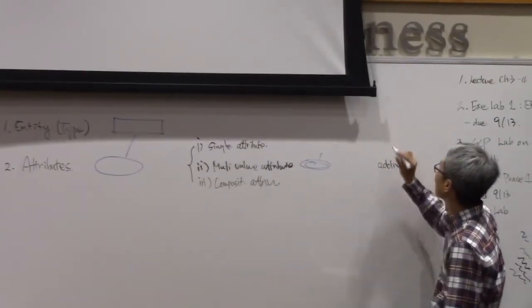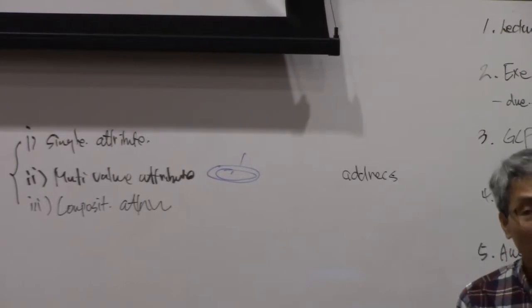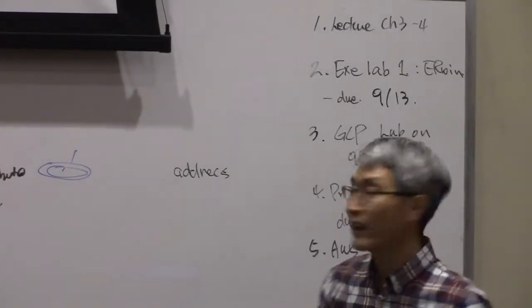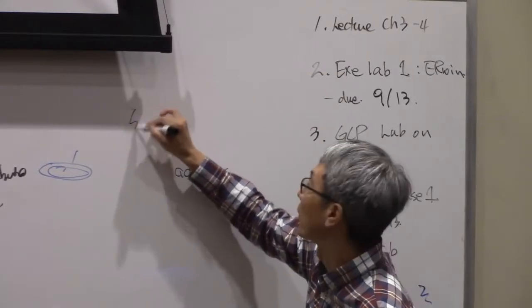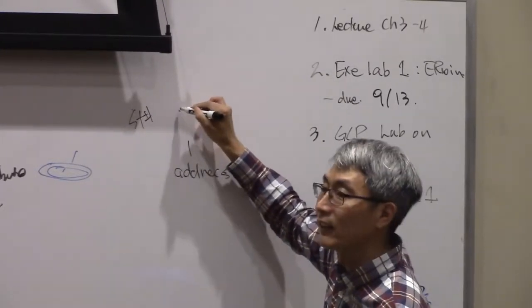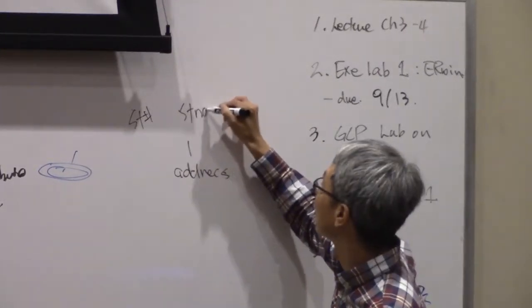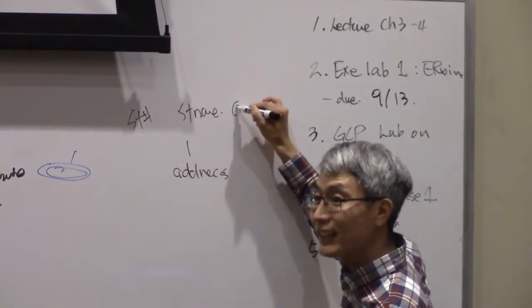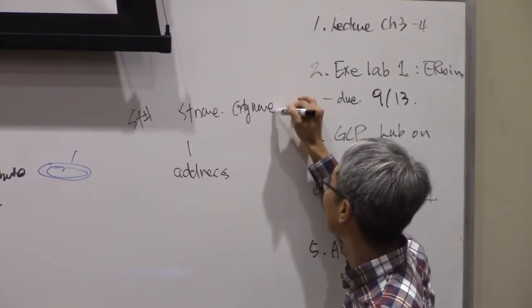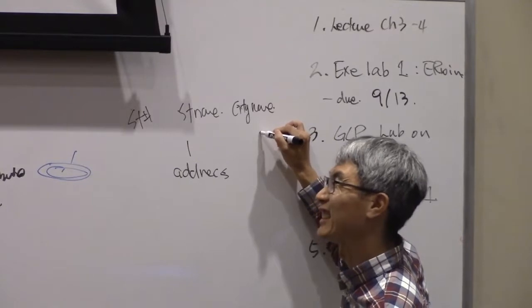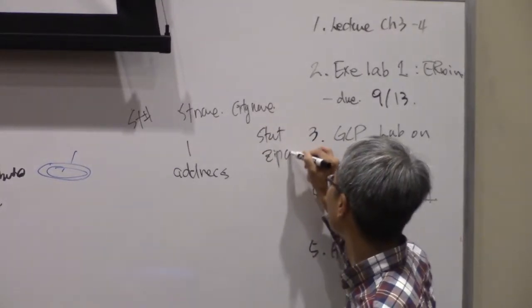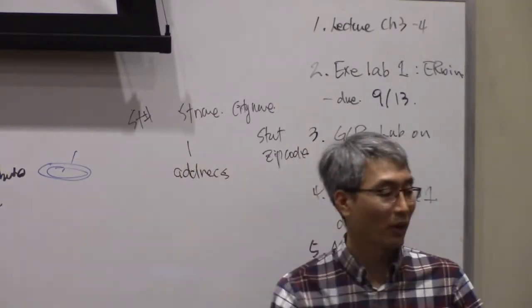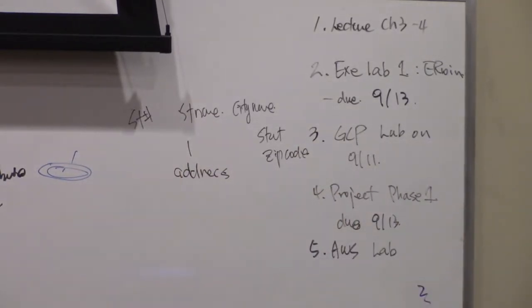Address. As you know, what does an address in the US have? Number, so street number, and street name. And city name. And what else? State. And zip code, for example. It's an address format in the United States, right?